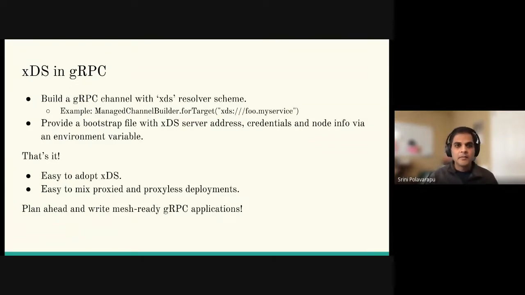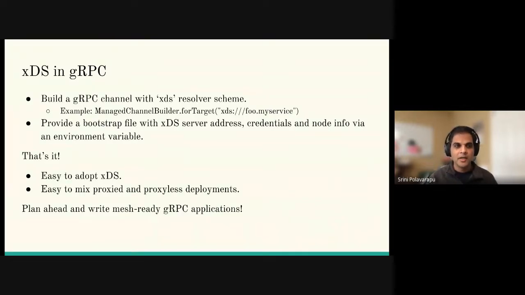Okay. So how do you start using xDS in your gRPC applications and go proxyless, right? And it is quite easy. The way we designed it is that all you have to do is, instead of using the default DNS scheme when you create a channel to connect to a service, you use this new scheme called xDS. So in this example, you can see when a channel is being built, instead of saying dns colon, you're just saying xds colon and the name of the service that you want to connect to.